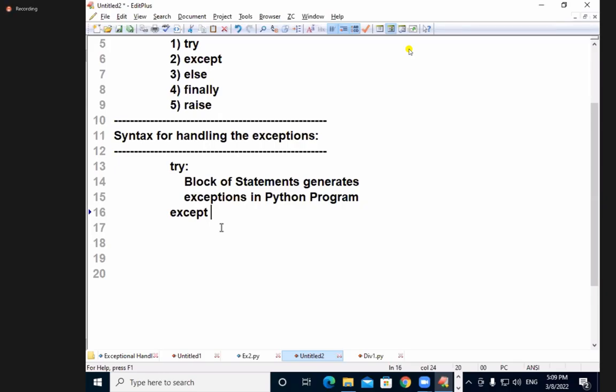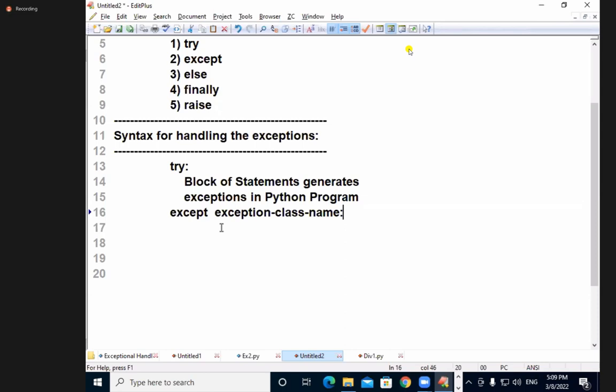Today, I will give you the standard format we use in the industry, in real-time projects. Except, then the exception class name. You need to write the except keyword, then the exception class name. Do you know the exception class names? Tell me some examples. Zero division error, value error, type error, index error, key error, module not found error. What are all these things called? Exception class names. You don't tell me, sir, I don't know exception class names.